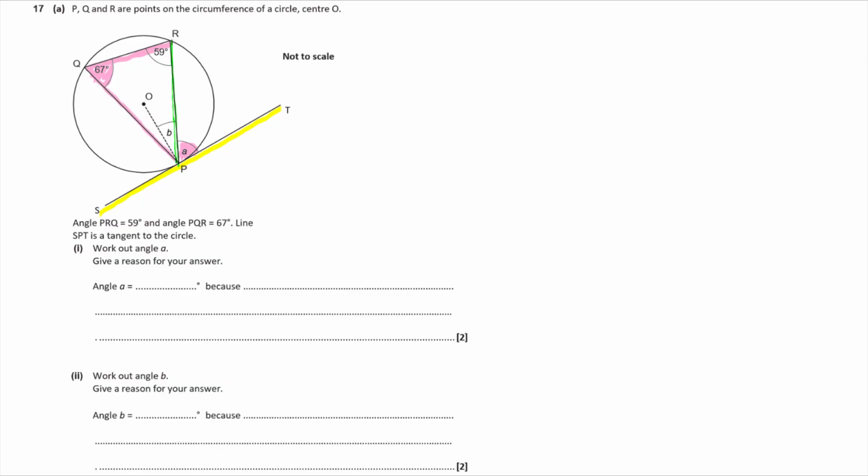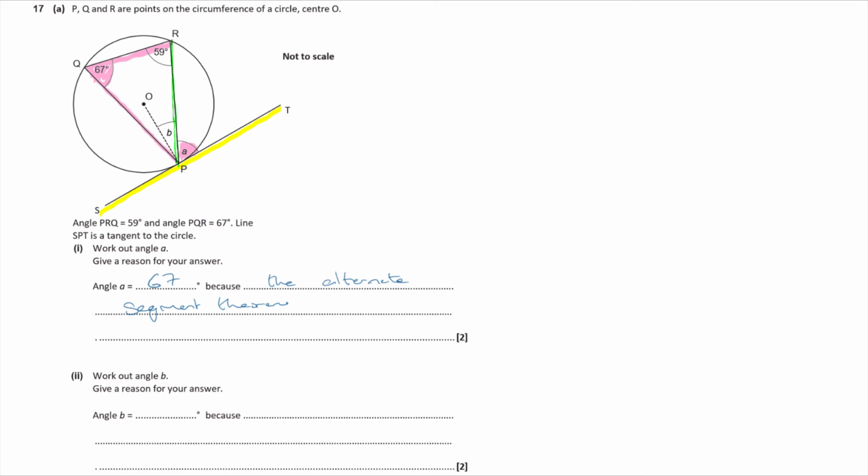So A is 67, and the reason we can just say is because of the alternate segment theorem. Okay, that's all we need to write down, the alternate segment theorem. Then part 2 says work out angle B, give a reason for your answer again. So where's B?